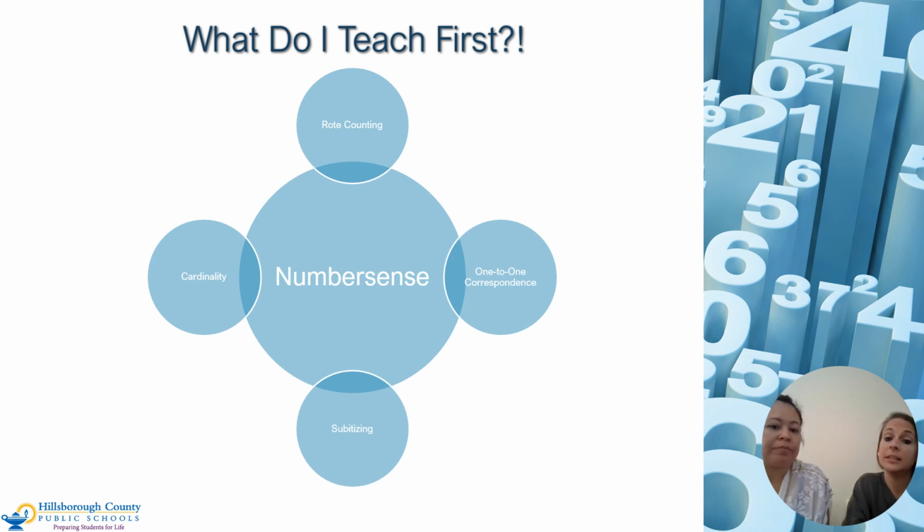You can start at the beginning of the year with calendar math. Anything that can get them rote counting will be beneficial to them throughout the year. Then as we go through our units, we're going to build that cardinality and the one-to-one correspondence, and that'll help with counting objects in a set as well as rote counting and building that number sense.